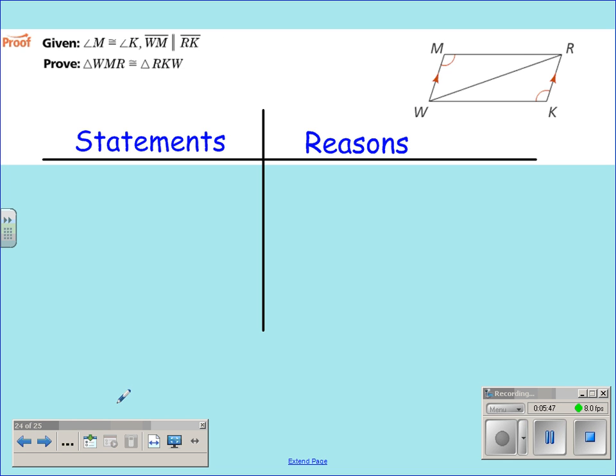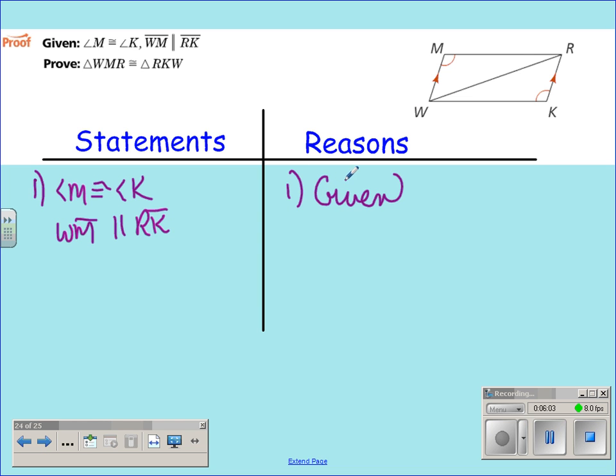So here we have our lovely stuff. Remember, in a two column, we start with writing our given. So angle M is congruent to angle K, and we also have that WM is parallel to RK, and that's going to be given. We basically only have a pair of angles in here. So why are they going to give me parallel? Well, I'm going to show you that in a minute.